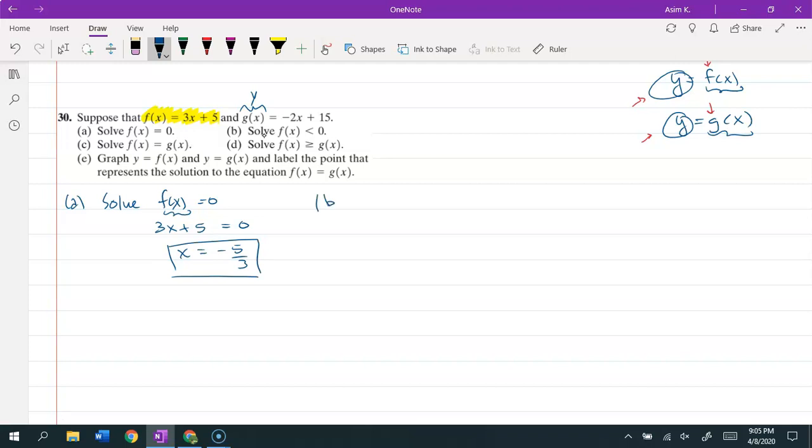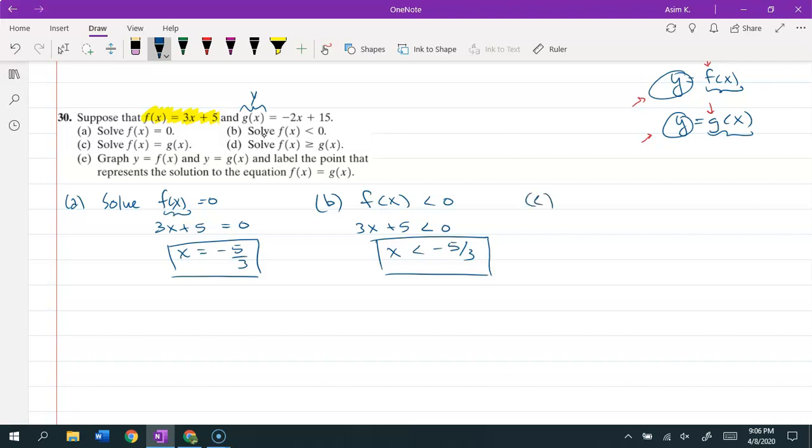Now let's take a look at letter B. Letter B says solve f of x less than 0. So this is back to our lesson on inequalities. Now take 3x plus 5 and set it less than 0 and solve this inequality. For anybody who's done inequalities, which you guys have certainly done a lot of, there's not much different in how you solve an inequality as opposed to how you solve a line. It's pretty much the same thing, all right? So there you go. X has to be less than negative 5/3.